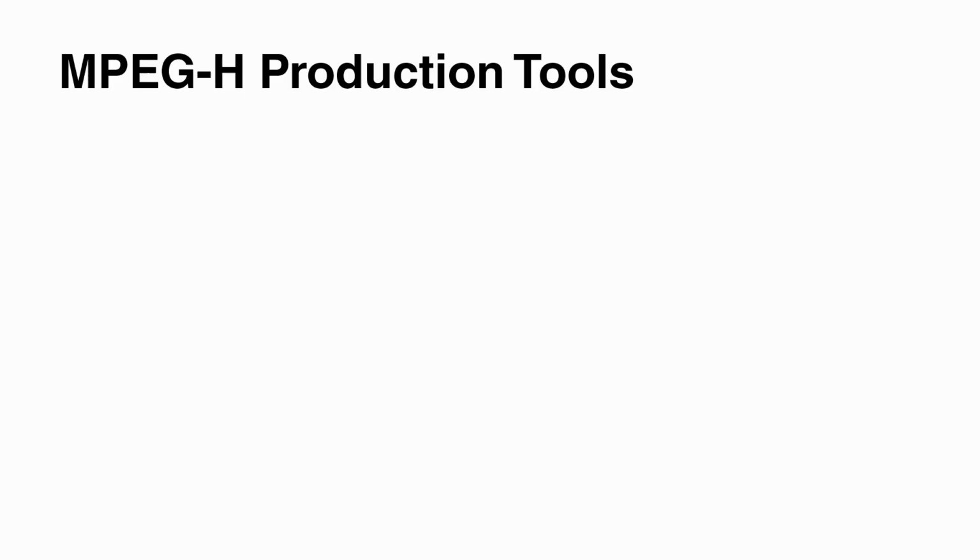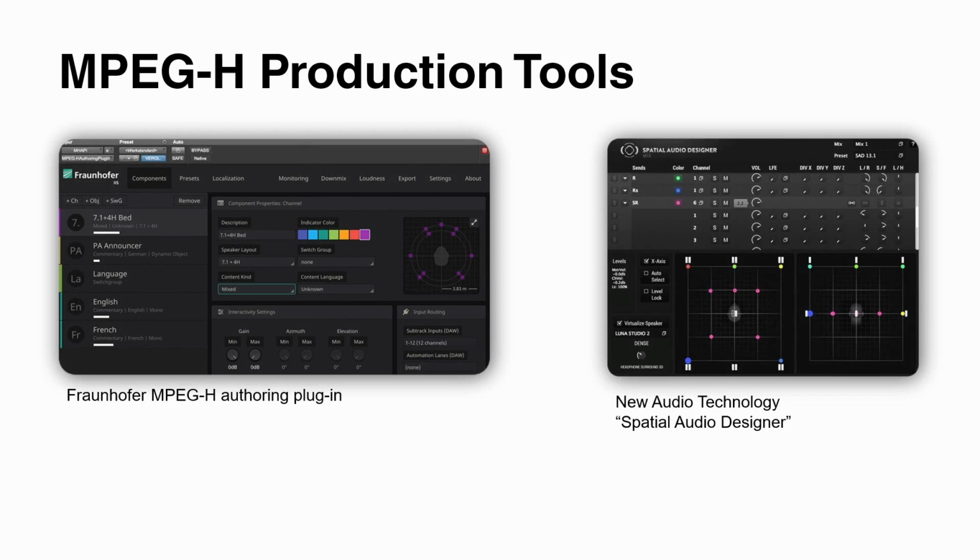MPEG-H looks pretty similar to Dolby Atmos because it also contains a renderer unit and a panning unit. For instance, you can use the Fraunhofer authoring plugin suite, which is available right away from Fraunhofer. But then the New Audio Technology company has a tool called Spatial Audio Designer, and they also have an MPEG-H output, basically. So whatever you create in the Spatial Audio Designer can be encoded into an MPEG-H mix.